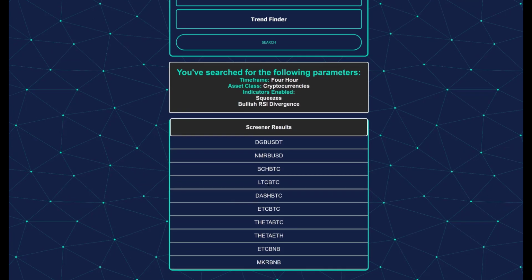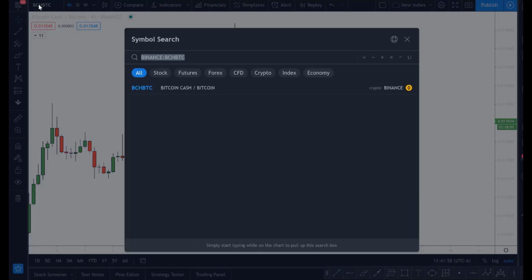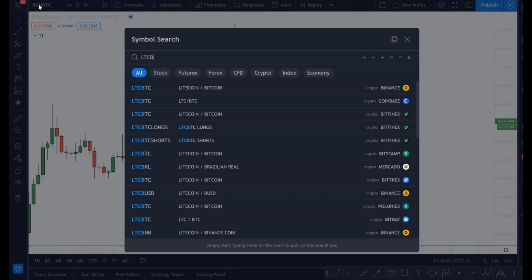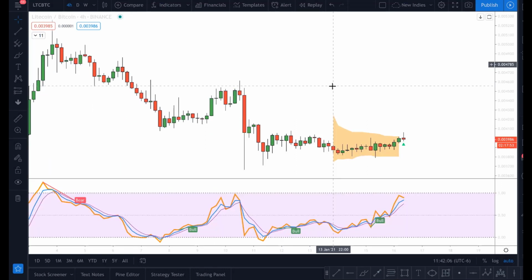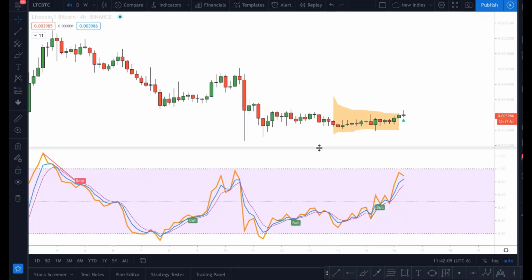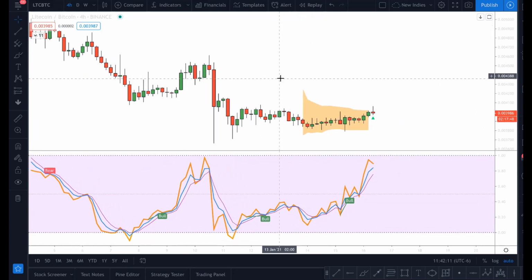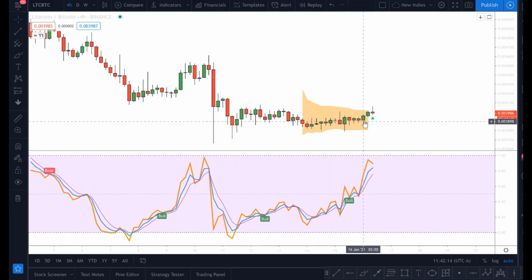Okay, so let's go, and you can see there's a shorter list, right? Because it's cross-screening for both setups. So let's go ahead and look at this Litecoin Bitcoin pair. Let's pull that up. LTC, BTC. We're going to pull it up on Binance, and we're going to pull up our RSI indicator. Let's make it a little bigger. And as you can see here, okay, not only has it gone through a squeeze, but it's also exhibited a potential breakout to the upside, and it's got a bullish divergence right here.